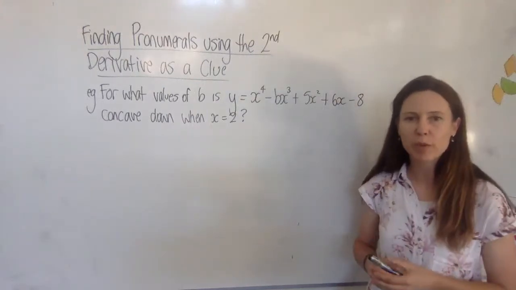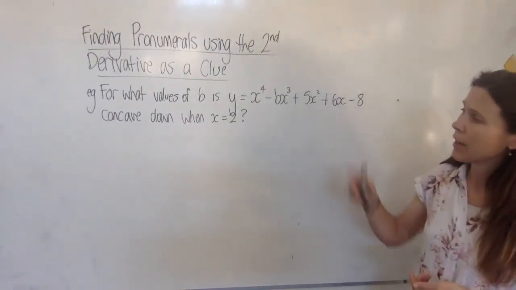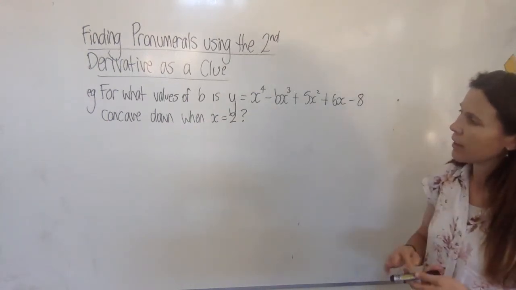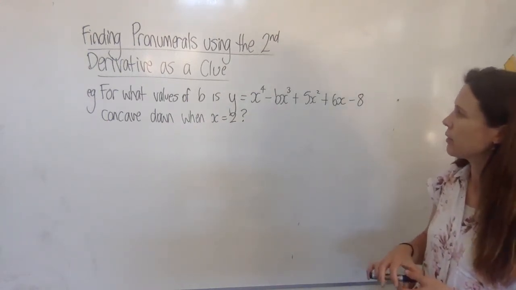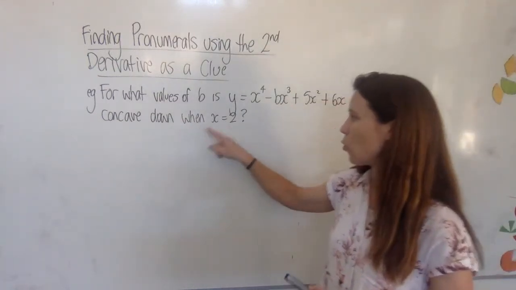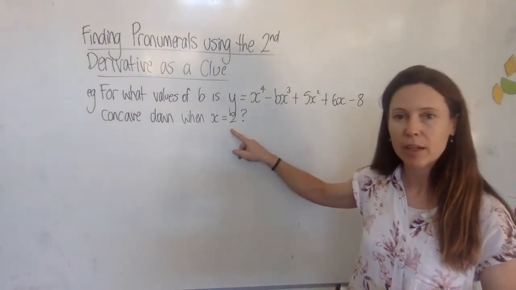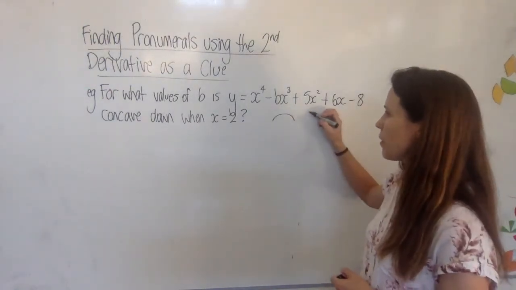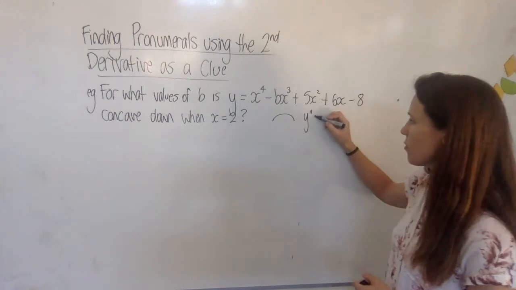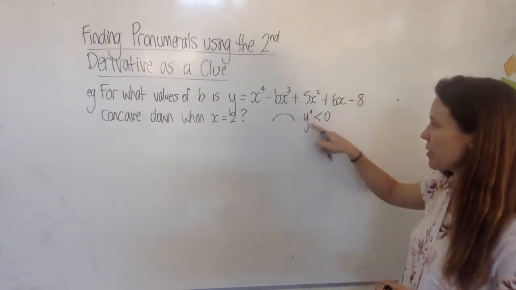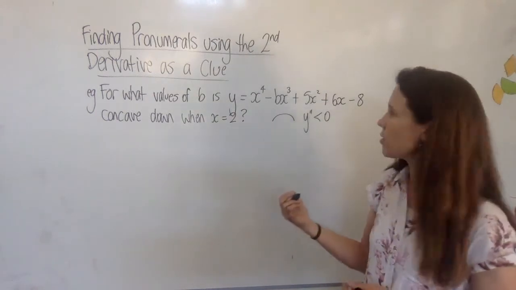You can also get questions where you might need to find pronumerals and use the second derivative as a clue. So in this question, they ask what values of b make this function concave down when x equals 2. If it needs to be concave down, think through what that means. That means we need the second derivative to be less than 0, because we've seen that when it is, we've got that concave down situation.